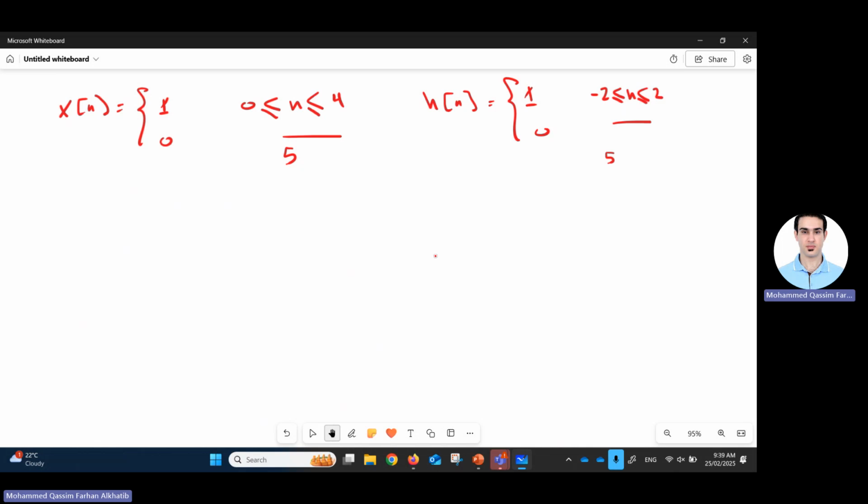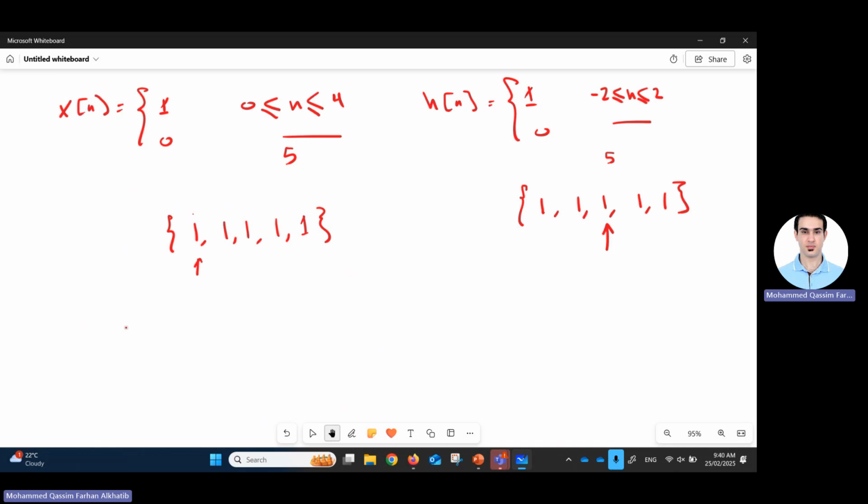Now, how are we going to do it in the tabular way? Similar to the previous one, but notice one important thing. This one starts at -2. So if I want to represent it in sequence form, it's going to be 1, 1, 1, 1, 1, and my arrow will be here. X of n, 1, 1, 1, 1, 1, and the arrow will be there. Again, if there's no arrow, the default starts at 0.